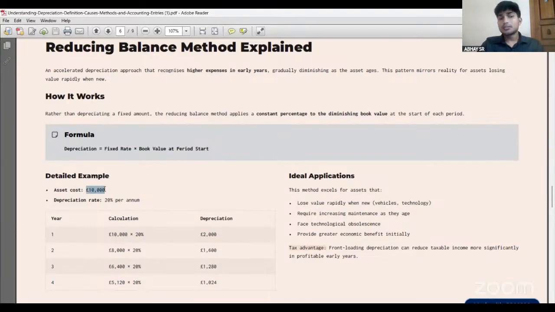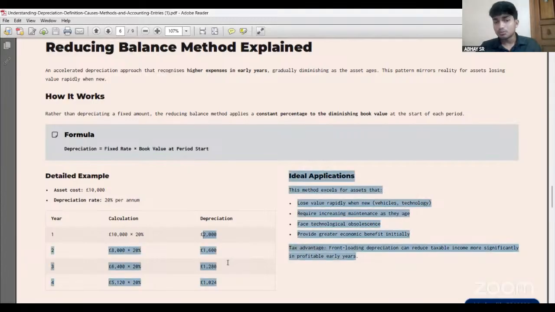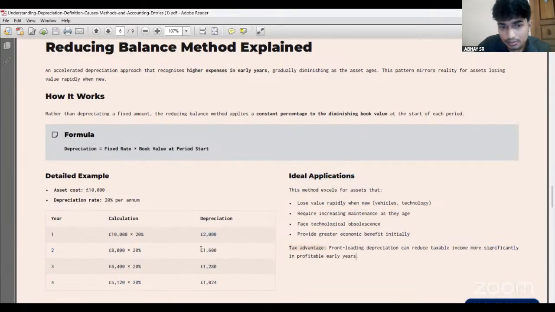The asset costs £10,000 and the rate of depreciation is 20%. So for the first year, there's no confusion. We can just take £10,000 into 20%, that is 2,000. But what is difficult here is that sometimes, when we are so used to the straight line method, we might think the next year's depreciation would be £2,000. But the next year is 1,600. Why did that happen? Because of what is written here, the reducing balance method.